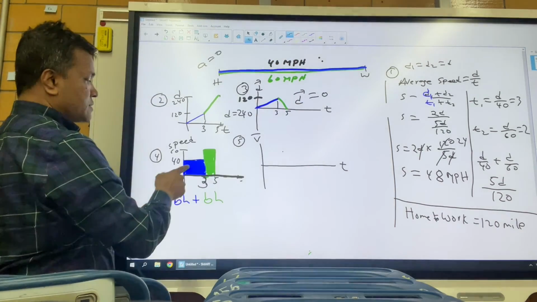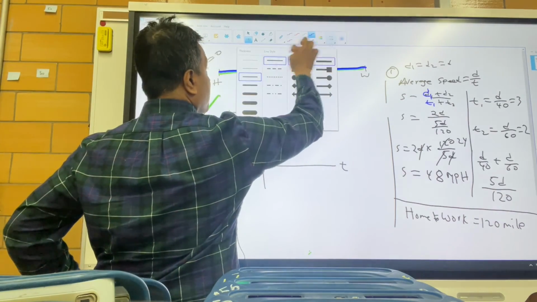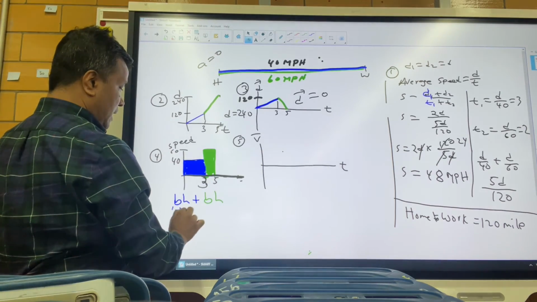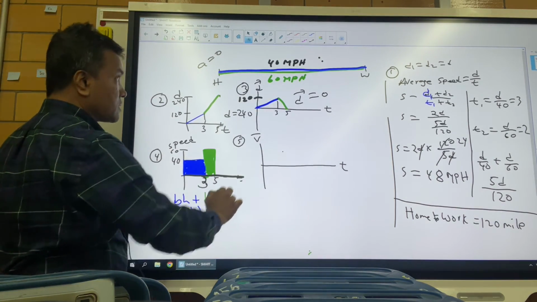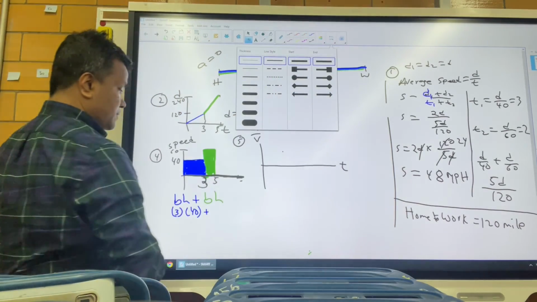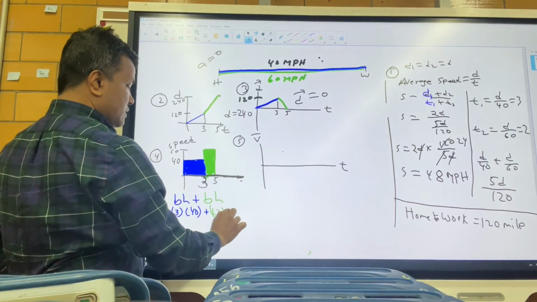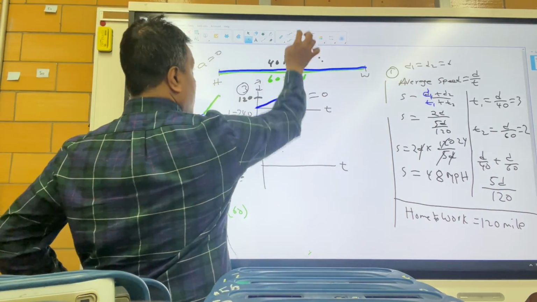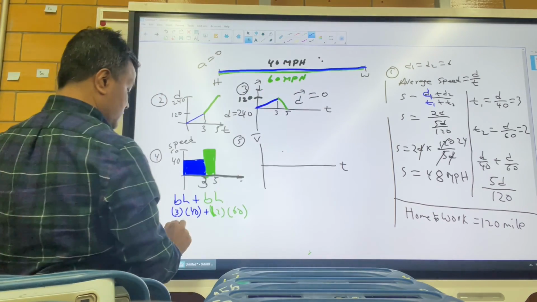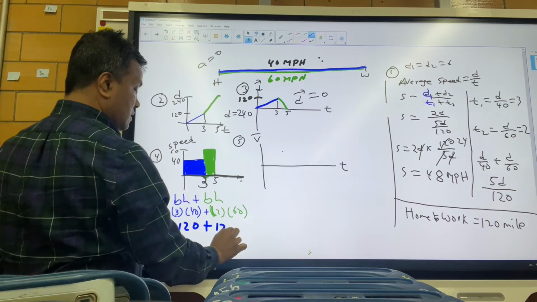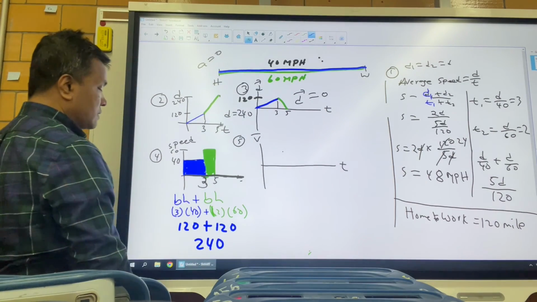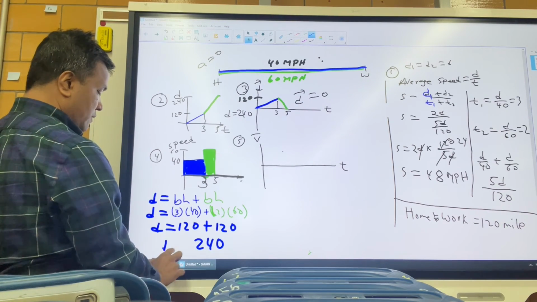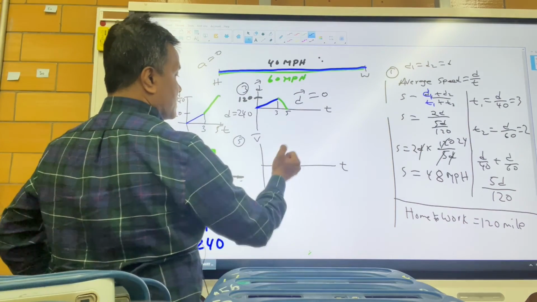So what would be the B? The blue would be base 3, height 40, plus base 2, height 60. So 120 plus 120 is 240. Okay, good. So the total distance is 240. Okay, now we're going to do the velocity versus time graph.